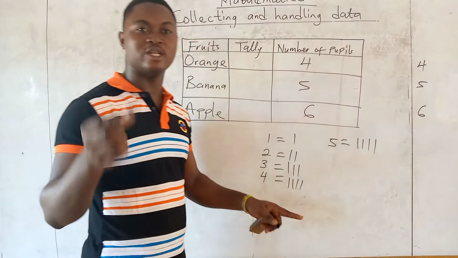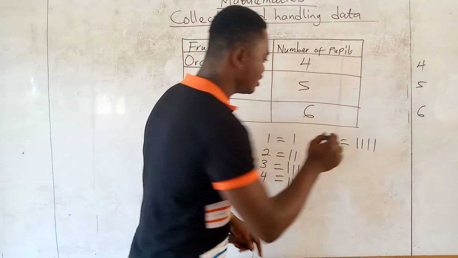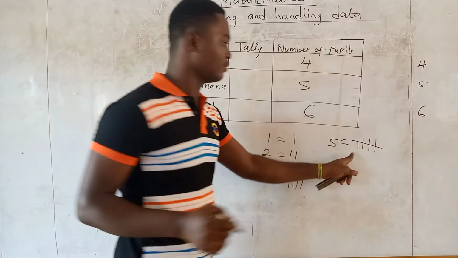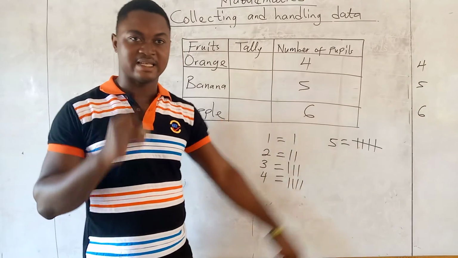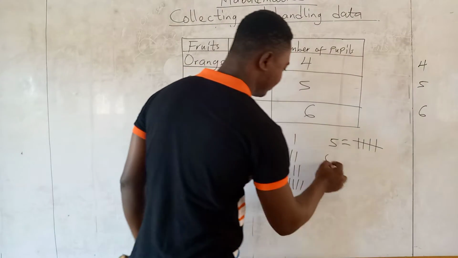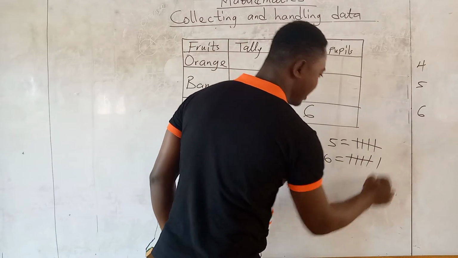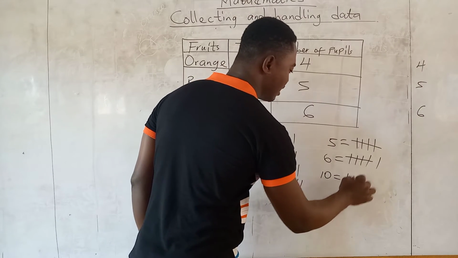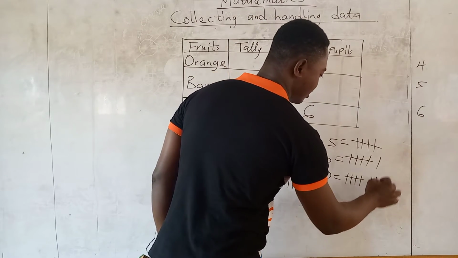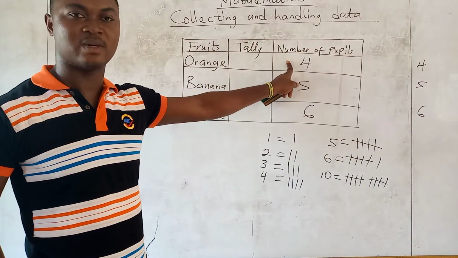Now this is where you need to pay attention. With 5, we draw 4 strokes. The last one you need to cancel it like this. So if you see this, it means what? 5. You have to pay attention there. If you want 6, 1, 2, 3, 4, then this one becomes 5, then you add your 1. Let's say 10, then it means you are going to have 2 of this. So now that we have this, let us fill this one to complete our table.